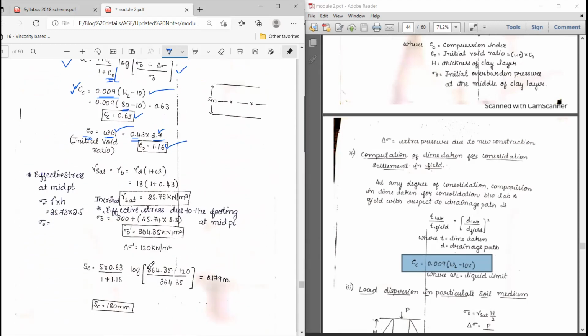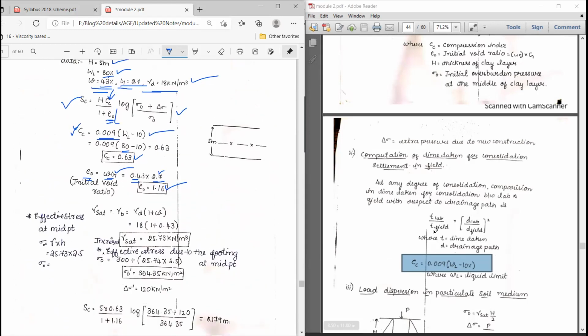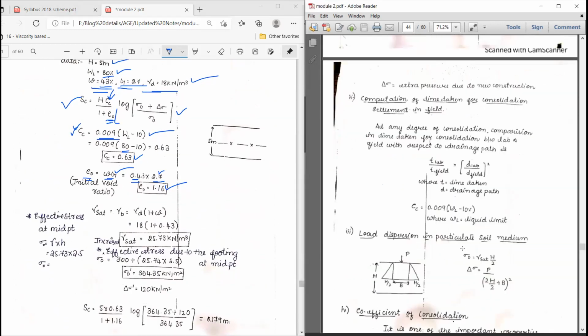Next what you need to calculate is sigma naught. The formula is gamma saturated multiplied by H divided by 2. In order to calculate sigma naught, initially we have to calculate gamma saturated, that is given by the formula gamma d multiplied by (1 plus w), where gamma d is 18 as given in the problem, and w stands for natural water content, that is 43%, nothing but 0.43. Substitute all here, and you are going to get the gamma saturated value, which is equal to 25.74.